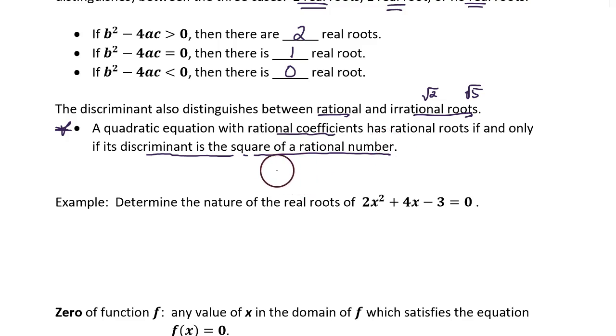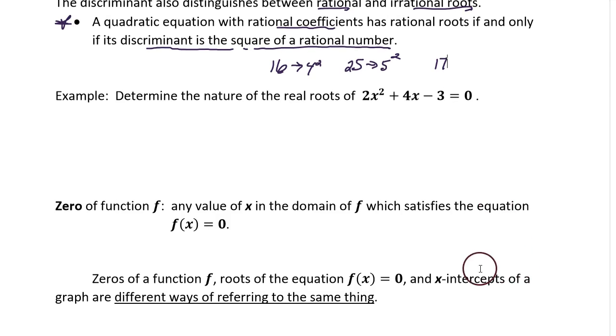Like if the discriminant turns out to be positive 16, that is the square of a rational number because 16 is 4 squared. Or if the discriminant turned out to be 25, then there are rational roots because 25 is the square of a rational number. It is 5 squared. But if the discriminant turned out to be 17, then there are irrational roots because 17 is not the square of a rational number.